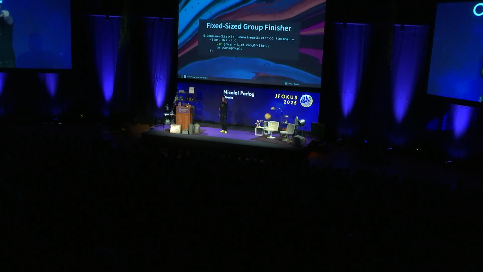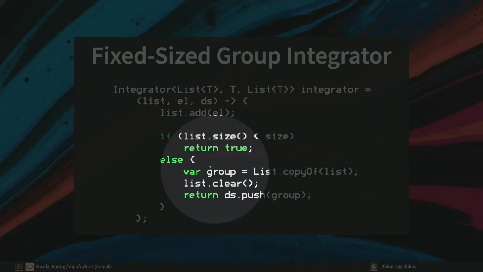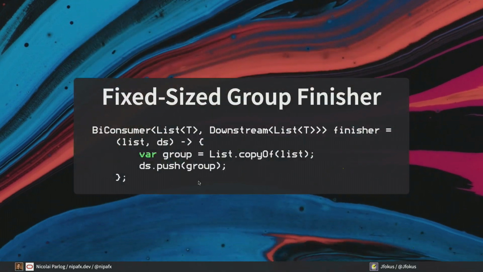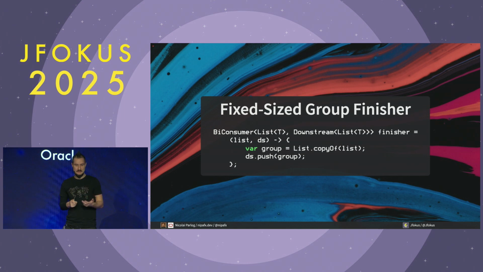Yes, perfect. So here I'm saying, oh, I reached the right number of elements. Let's create a copy and push it downstream, and let's clear the list. And here I'm saying, push the list downstream. It might be empty, right? If I have 4 elements and I make groups of 2, I end up with an empty list downstream, which is not what I wanted. So there should be a check here that says, do I need to emit this? If it's empty, I don't. So yeah, but the overall structure holds. So this is how you create the finisher.